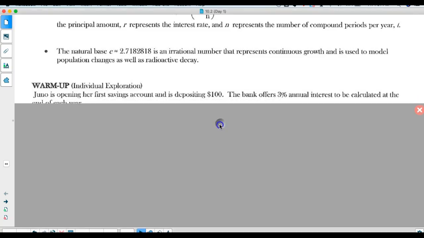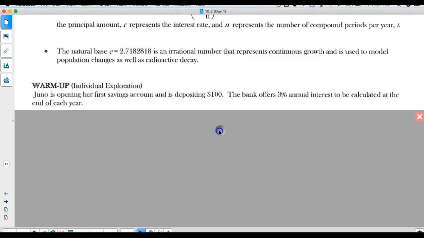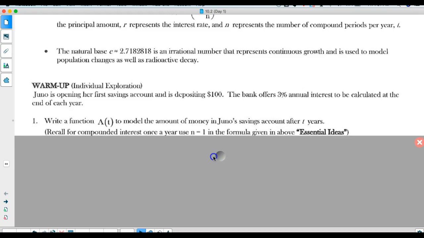Our warm-up problem is basically we have Juno opening a savings account, and she's putting in $100. The bank offers 3% annual interest, and it's to be calculated one time a year at the end of each year. And what they want us to do is write a function, A of t, to model the amount of money in Juno's savings account after t years.